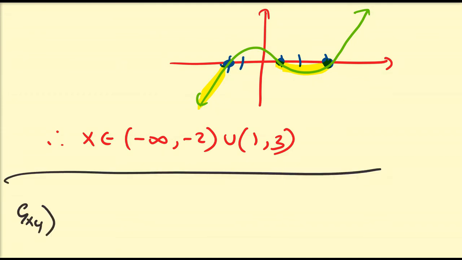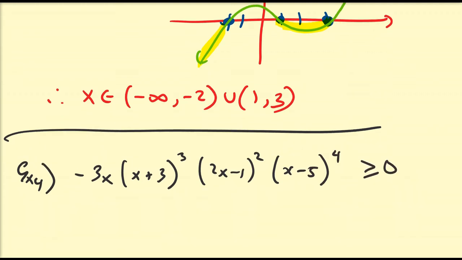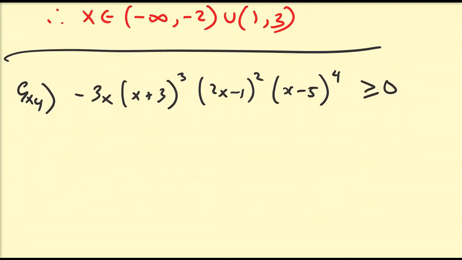So as an example, let us assume we have some polynomial expression and we're able to factor it into -3x times (x plus 3) cubed times (2x minus 1) squared times (x minus 5) to the power 4, and we want to know what values of x will make this greater than or equal to 0. So I'm going to begin by sketching the graph of this polynomial function.